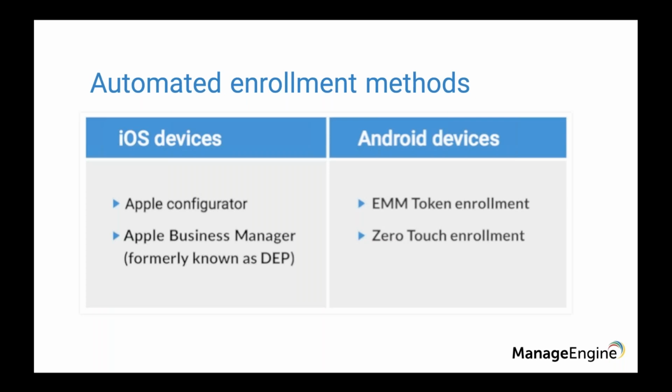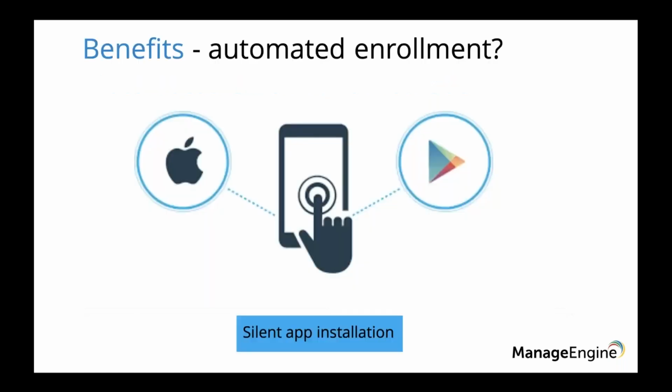Well, MDM has certain automated enrollment methods which you can use for your devices. For iOS, Apple has a structured enrollment process with Apple Configurator and Apple Business Manager, which was formerly known as DEP or Device Enrollment Program. Android, on the other hand, has EMM token enrollment and zero touch enrollment. First, we would be looking at the partially automated enrollment options, namely Apple Configurator and EMM token enrollment. But before that, what are the benefits of going for an automated enrollment?